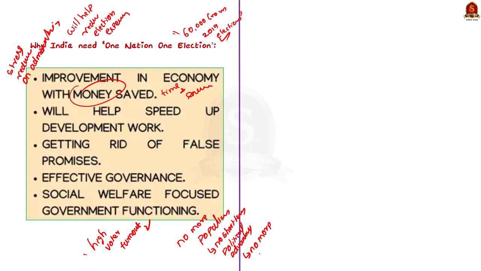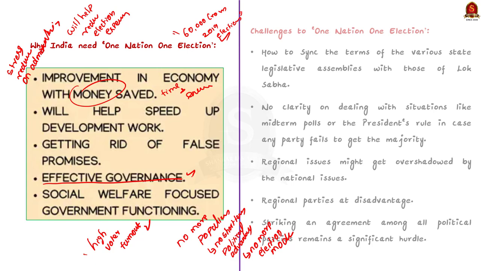One nation, one election will also bring consistency and continuity in the policies and programs of the central governments and the states. These are some of the reasons why India needs one nation, one election. Okay? Now we will see the challenges in implementing the one nation, one election policy.